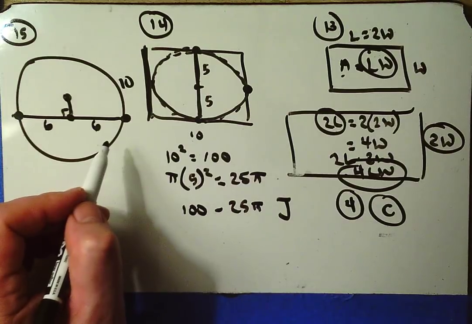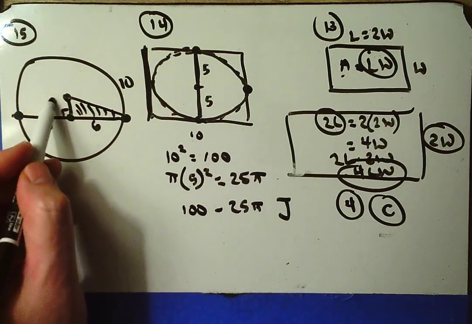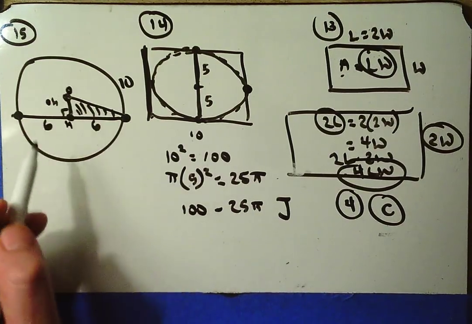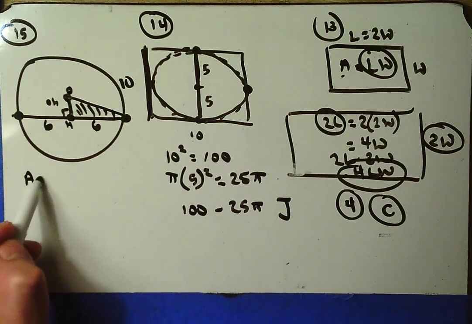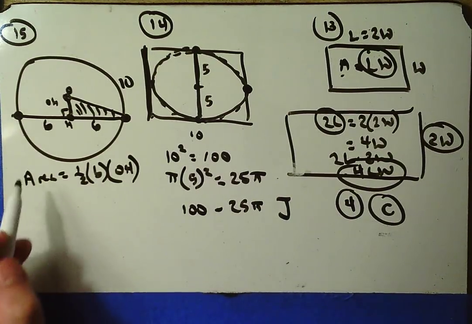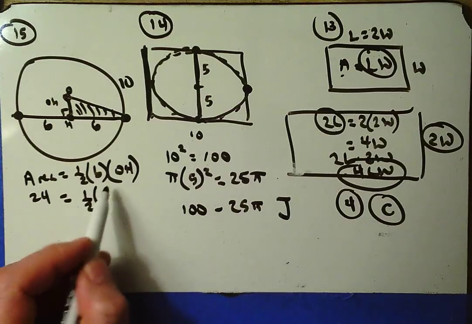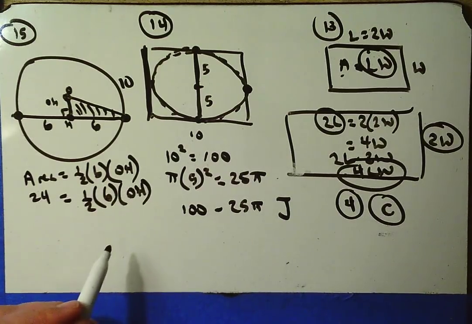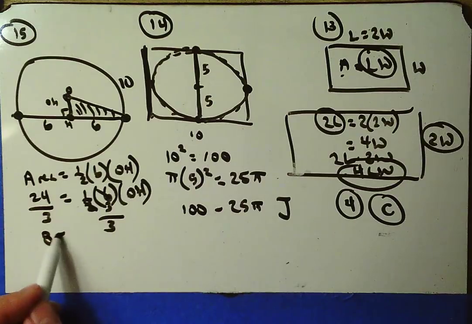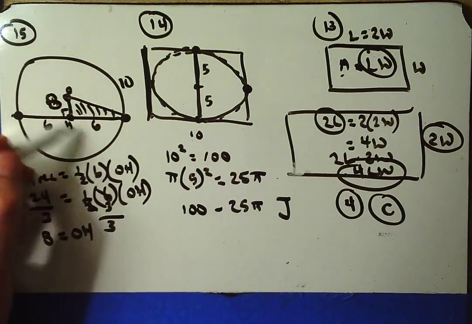We know that the area of this triangle is 24. This is OH here. So if I use the area formula, area equals 1/2 base times height, I know that the area in this problem is 24. The base is 6 times the height of OH. Well, these cancel, giving me 3. And if I divide both sides by 3, I get that OH equals 8. So I know that this is 8. Clearly not drawn to scale.